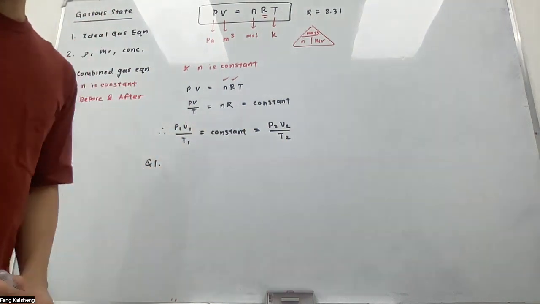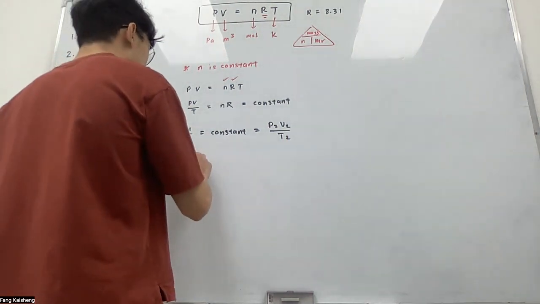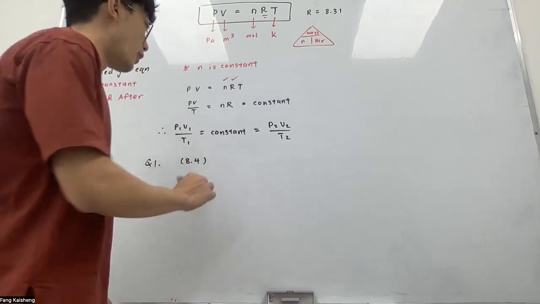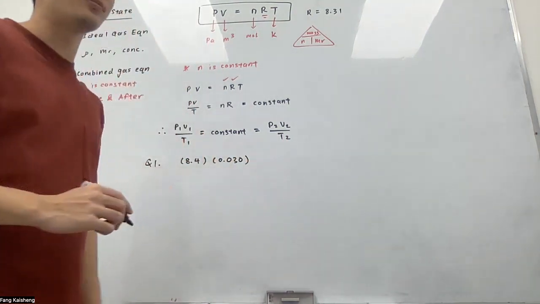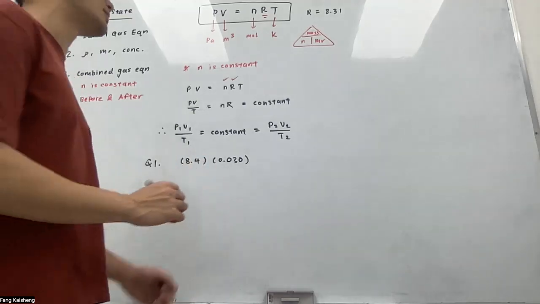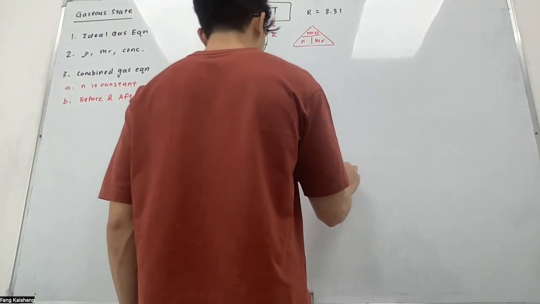So here, initial volume is 8.4. Sorry, initial pressure is 8.4. Initial volume is 0.03. Do we need to convert 0.03 to meter cube? Also no need, right? Because they'll cancel out on both sides. So you do something like this. You want to find V2, that's what the question was.